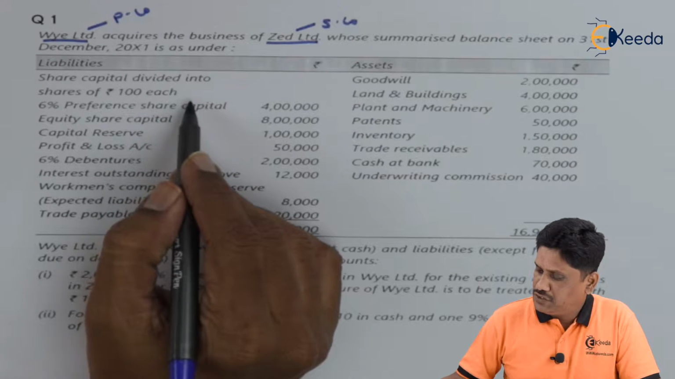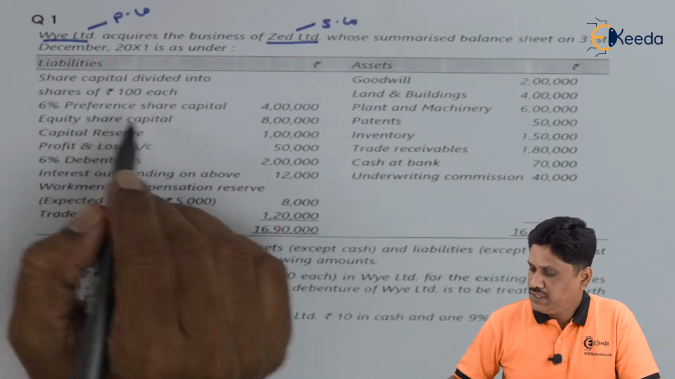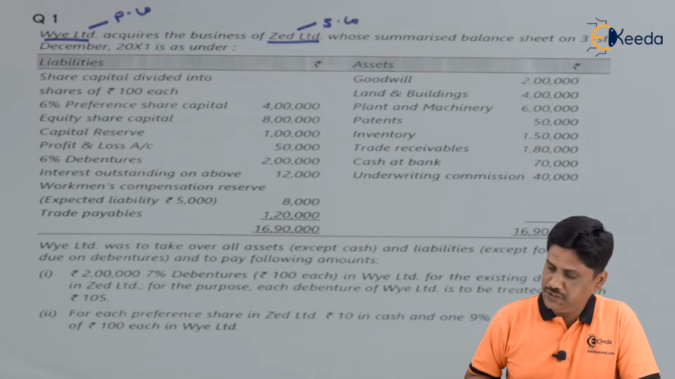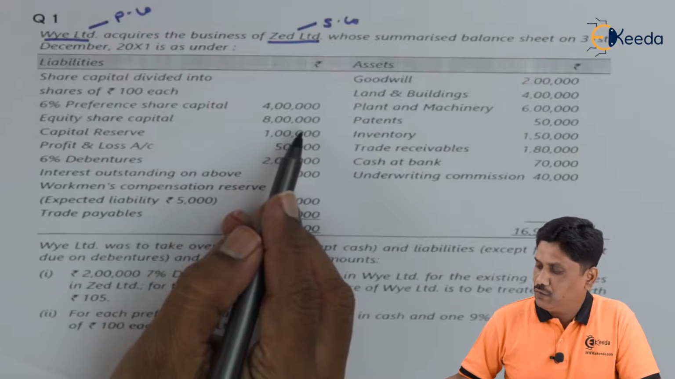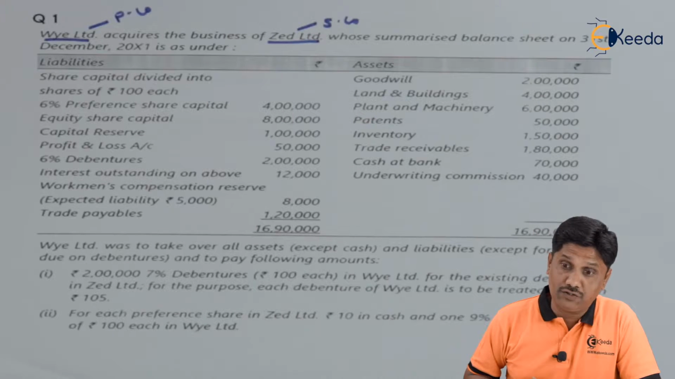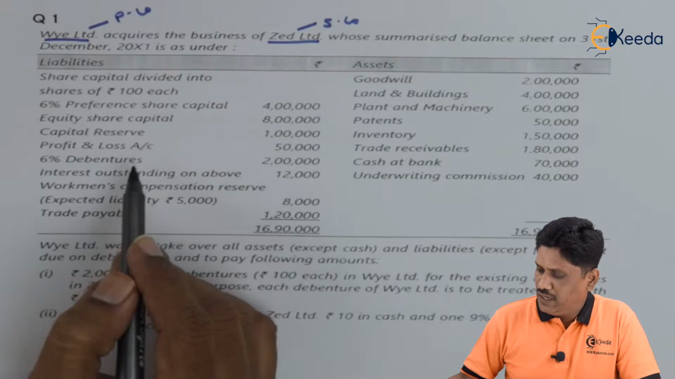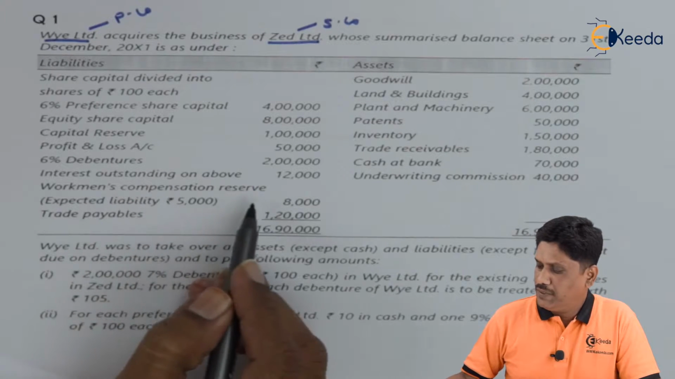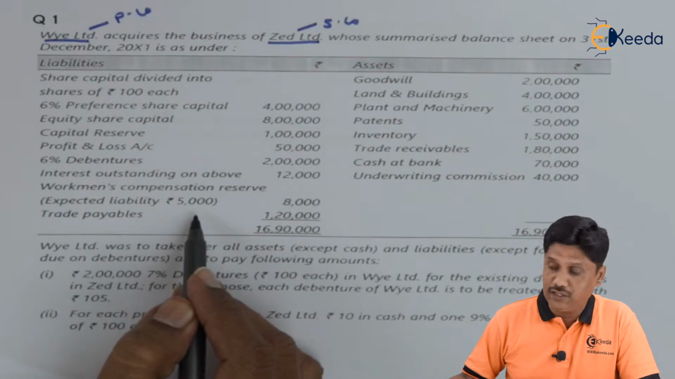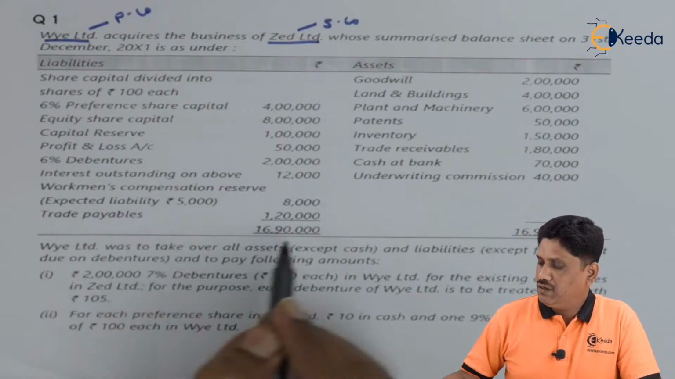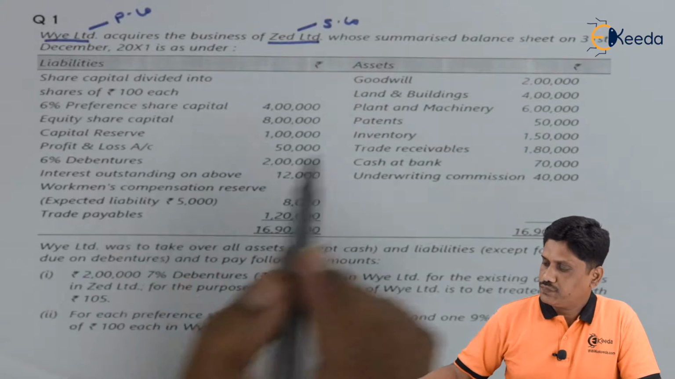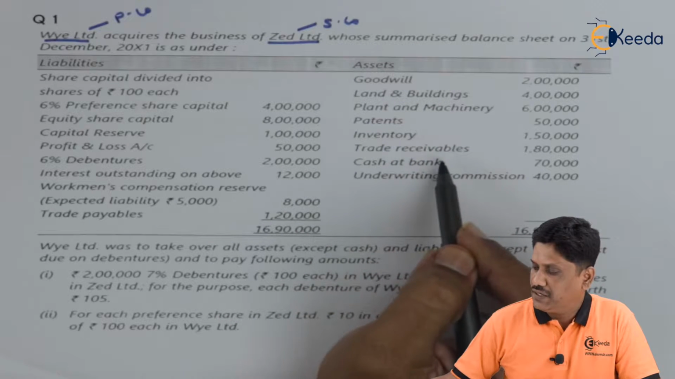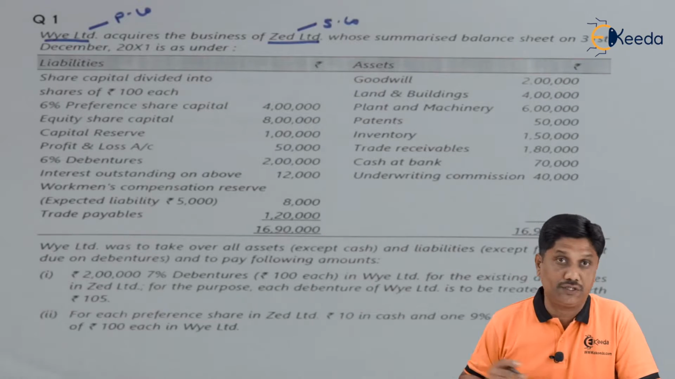Share capital divided into shares of rupees 100 each. 6% preference share capital 4 lakhs. I can say there must be 4,000 preference shares. Equity share capital rupees 8 lakhs. I can say there are 8,000 equity shares. Capital reserve, P&L account, 6% debentures. Interest outstanding on the above. Workmen compensation reserve, expected liability will be 5,000. Trade payable 1,20,000. Goodwill, land and building, plant and machinery, patent, inventory, trade receivable, cash at bank and underwriting commission.